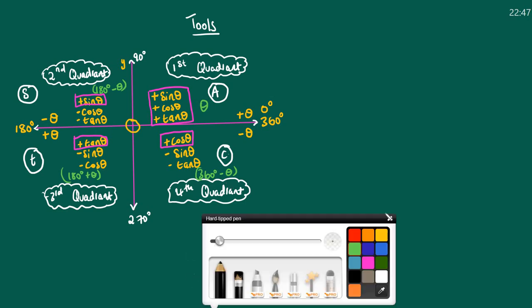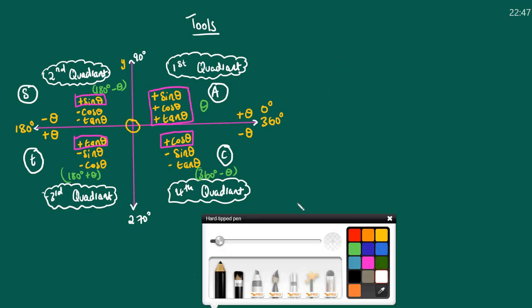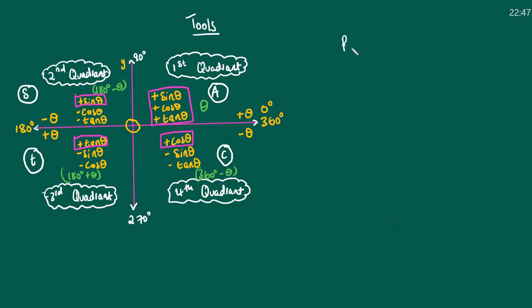And what do we call those? What are those things there? Let's remember that those are what we call our reduction formulae. Reduction formula. And how do they work? Why is it 180 minus?